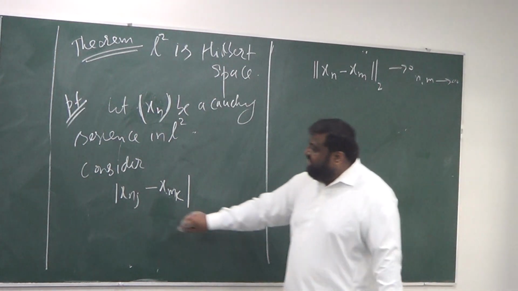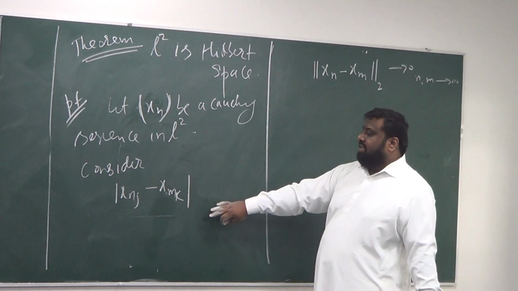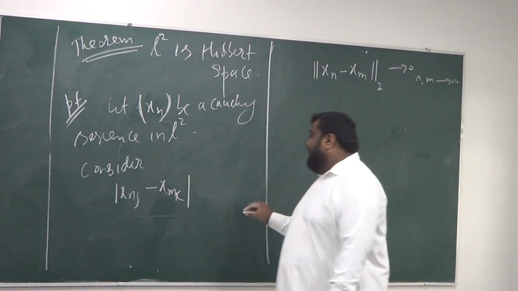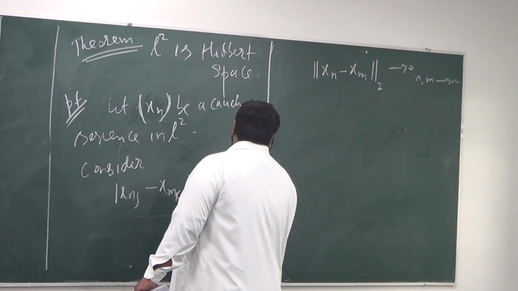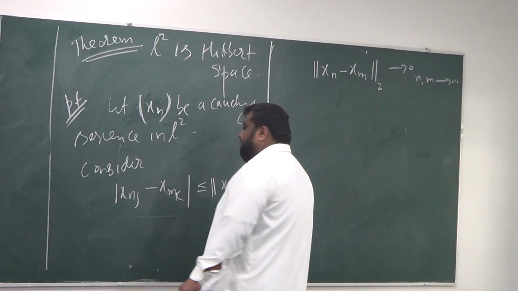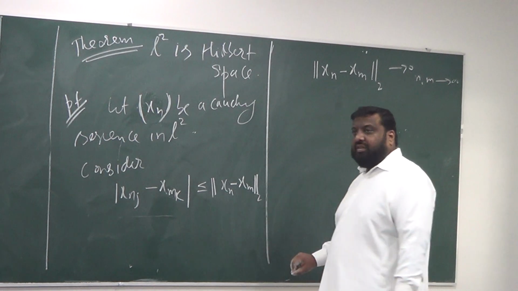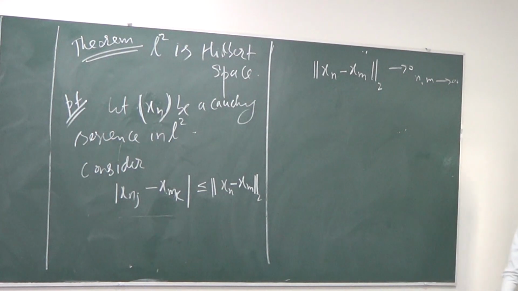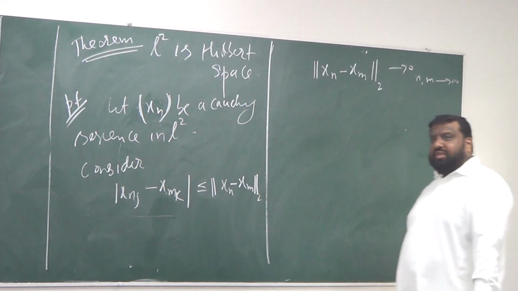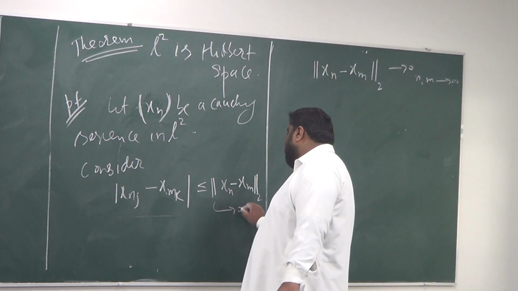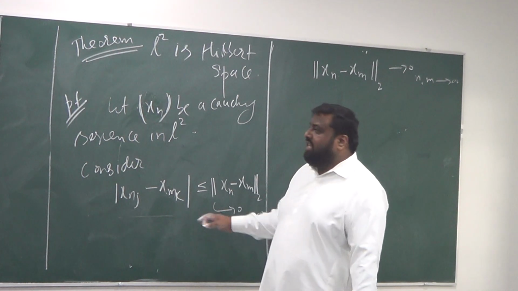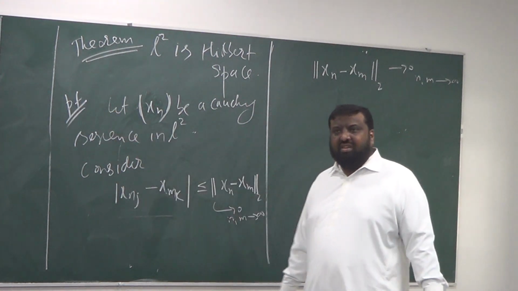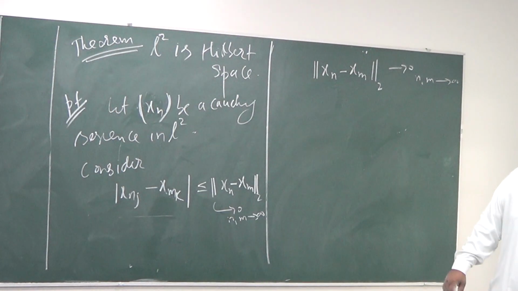So what would be the relationship between this absolute value and this norm? We can say that this must be less than or equal to the norm of xn minus xm. So if this is a Cauchy sequence, this goes to 0 as n comma m goes to infinity. It's an equivalent way to say the same thing.